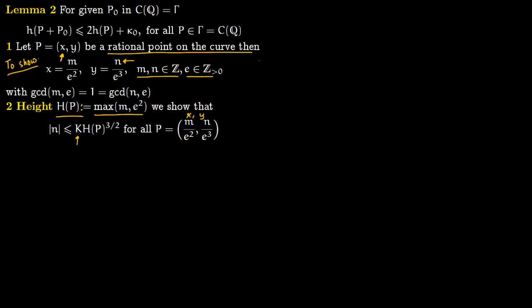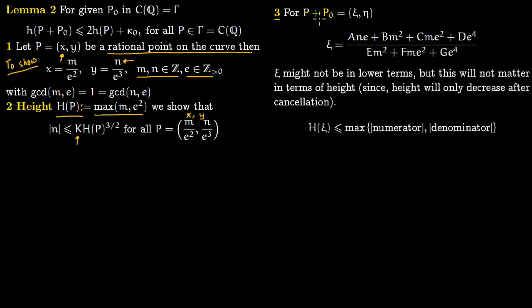Number 3, which we also have to show, is that we add 2 points just using the chord tangent method. So this P plus P0 is (psi, eta). This psi will be of the form a n e plus b m square, and so on. Obviously it will be in the form of some expression in x and y, so you have to have some x and y here. These x and y are replaced by m over e square and n over e cube, and that's why, instead of x and y, you have n, e, and m squares. This also we have to show. But this is how your psi will look: a n e plus b m square plus c m e square plus d e to the 4, divided by e m square plus f m e square plus g e to the 4. For now we assume that this is true.